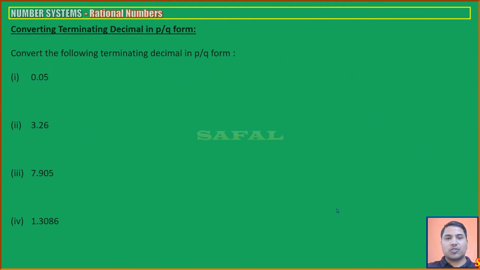So now we have understood rational numbers in decimal form. So the very basic question they ask is converting decimal form into P by Q form. So now we have seen that 2 decimal forms are there, terminating and recurring. So right now we are concentrating on what? Terminating decimal. So let's say I have 0.05. I want to represent this in what? P by Q form.